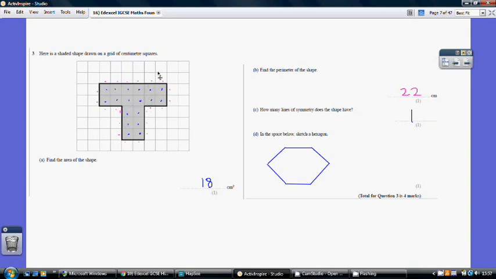Part C, how many lines of symmetry does the shape have? Well, it's only straight down the middle. That's the only place you could fold it, and it would fold onto itself. And part D, in this space below, sketch a hexagon. Well, as long as you've got a 6-sided shape, then you're fine. A hexagon has got 6 sides.